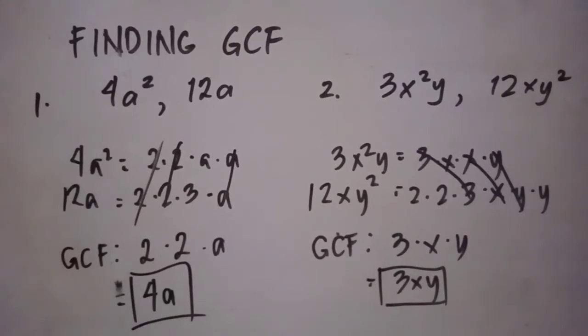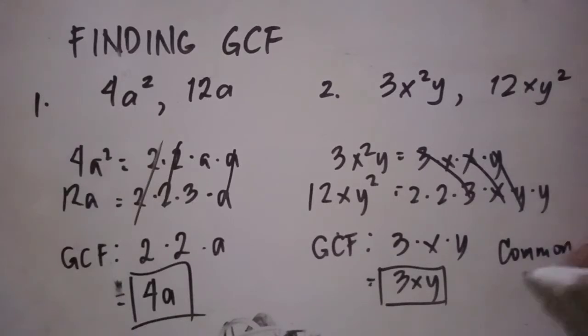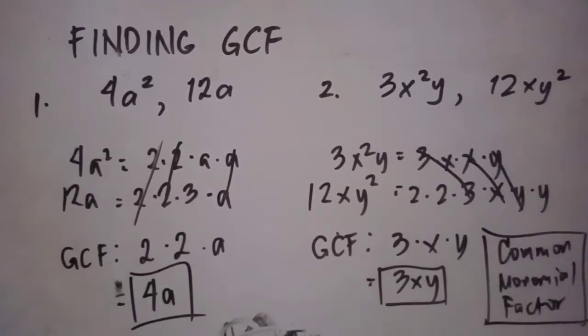So yung GCF is no longer GCF, no? Kasi ang involved dyan is mga variables. Pero ang tawag doon sa GCF ay greatest common monomial factor, or tinatawag na common monomial factor. Okay, monomial kasi isa lang ang terms ang involved dyan. So ang tawag sa GCF ng algebraic expressions ay common monomial factor. Okay, so let's move on to the next example.